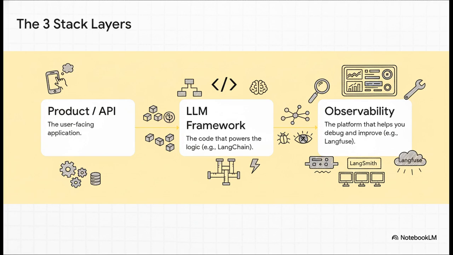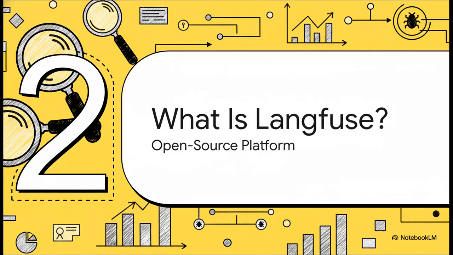You've got your product at the top, the framework in the middle that you write your code in, and the observability platform at the bottom, helping you see what's going on. You build with one, you observe with the other. Simple as that. Okay, so now that we've cleared that up, let's zoom in on one of these powerful observability platforms. Let's talk about Langfuse.